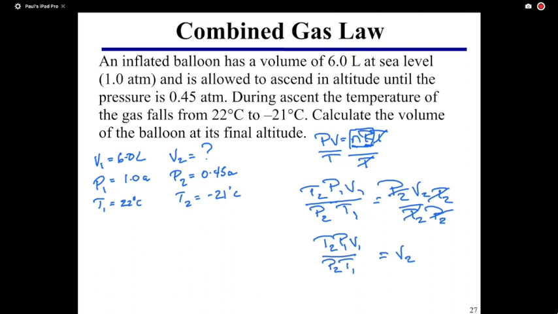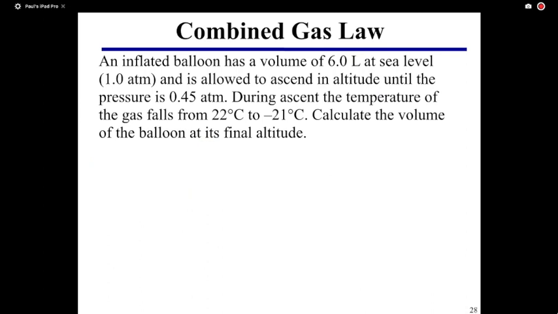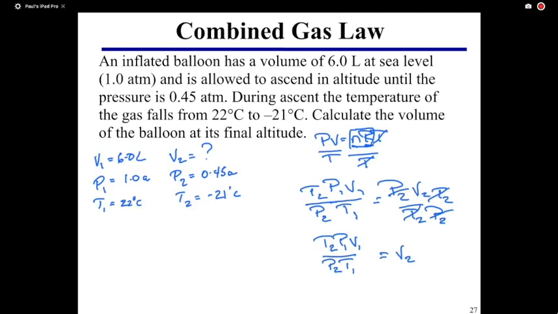My next step, when I look back over at this, can I use these numbers? You have to convert, okay? Add 273.15. Okay, that is 295.15 Kelvin. 273.15. This becomes 252.15 Kelvin. All right, now I can use numbers.